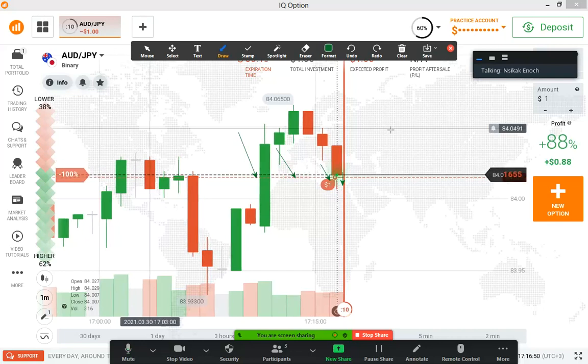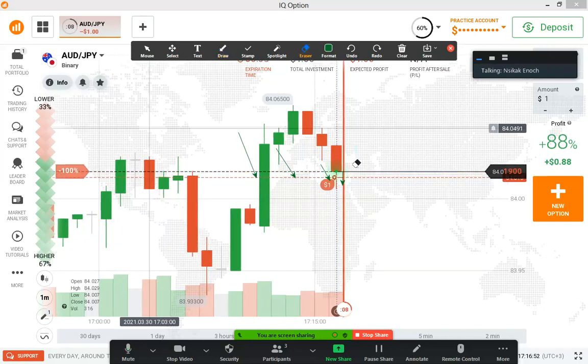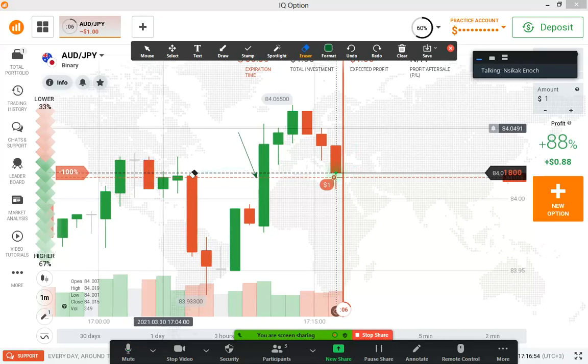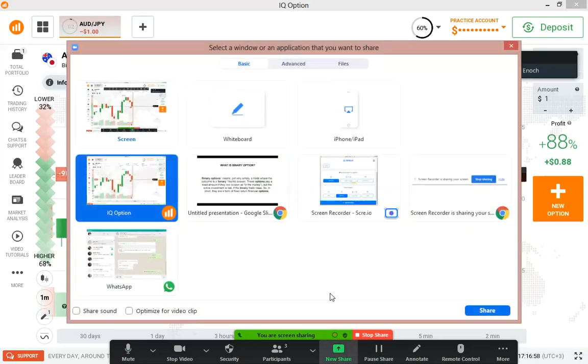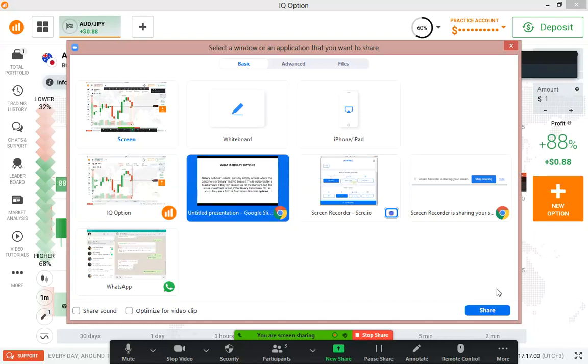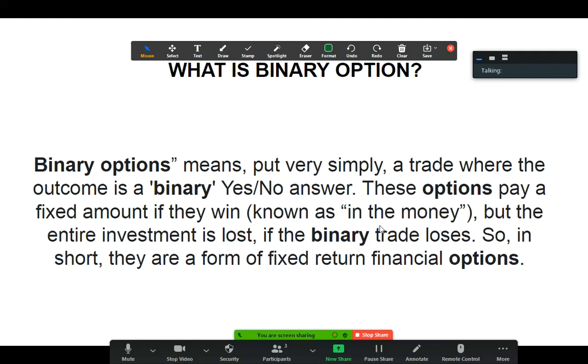So this is one of the reasons why binary option trading is more dangerous than forex. Okay, but let's move further, because that is not the only thing you should know about binary options. The option pays a fixed amount if they win, known as in the money, but the entire investment is lost if the binary trade loses.